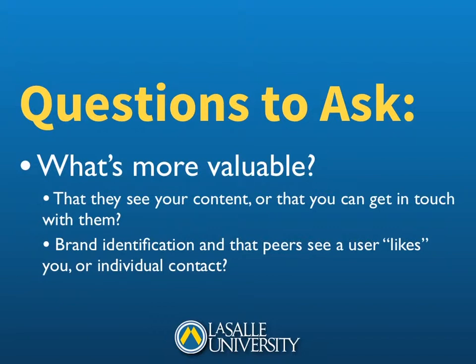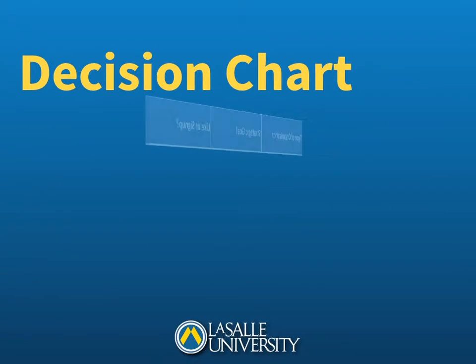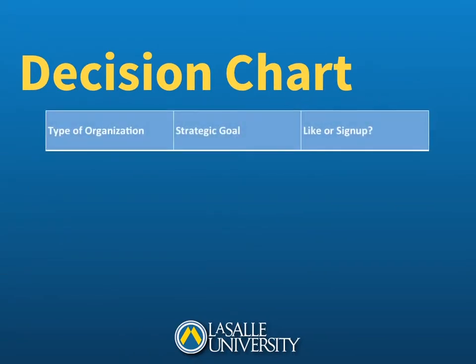So let's take a look at a decision chart here. I'm going to break it down to give a couple examples. The type of organization, your strategic goal, and whether or not you should choose maybe a like or a sign-up page. And you would go about creating a sign-up page through HTML. That's not something that Facebook would provide for you. So all you're doing is basically choosing whether you want to keep them in Facebook by doing the like, or you want to take them to an external web page.